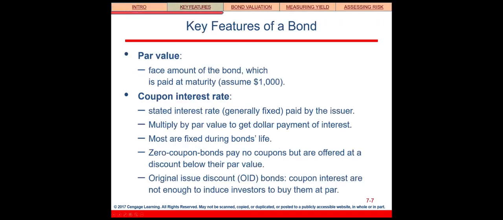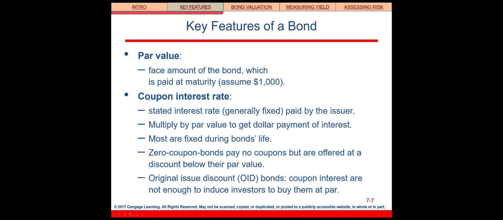Okay, now let's discuss the key features of a bond. The first feature is par value. We actually discussed this one before, right? Par value is basically just the face value. So it's the face amount of the bond which is paid at maturity. Usually it's $1,000, especially for treasury bonds. They're always $1,000 face value per share.